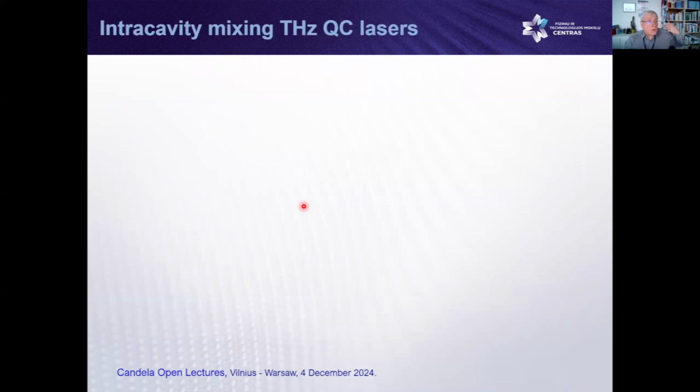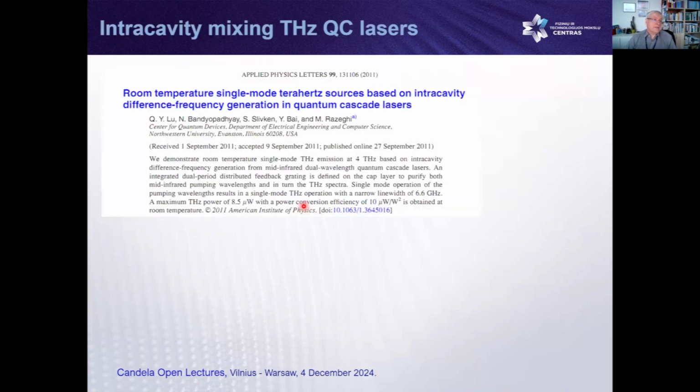In order to go to room temperatures, people developed so-called intracavity mixing, and it is important. It was mainly developed by the Belkin group in America, in Chicago.